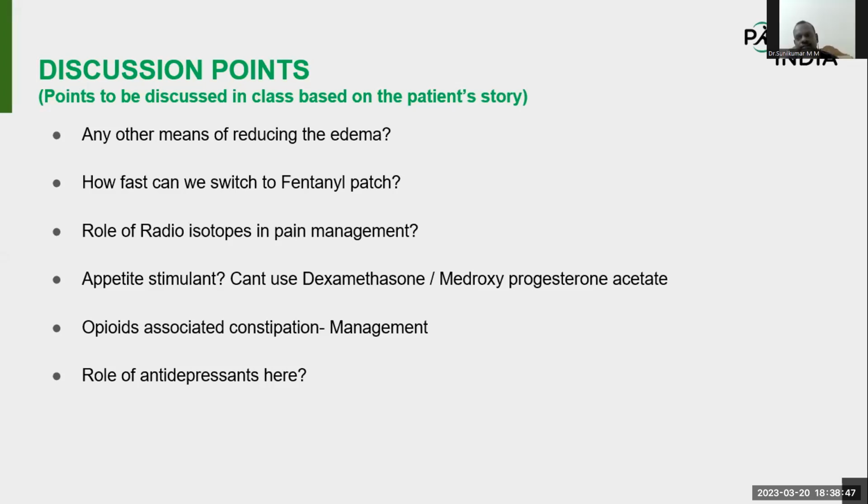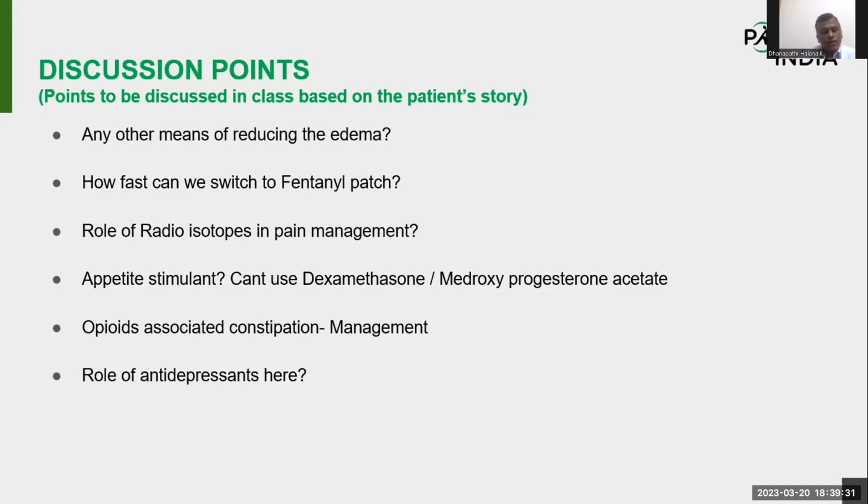Okay. Anybody else has any idea? Sir, I want to add regarding the role of radioisotopes in pain management, because we do give radioisotopes like samarium 153 and lutetium 177 EDTMP for metastatic bone pain. After giving either samarium 153 or lutetium 177 EDTMP, the pain relief may start anywhere between 1 week to 6 weeks.